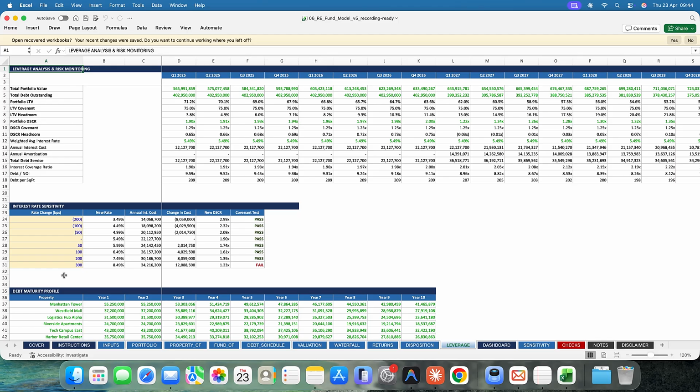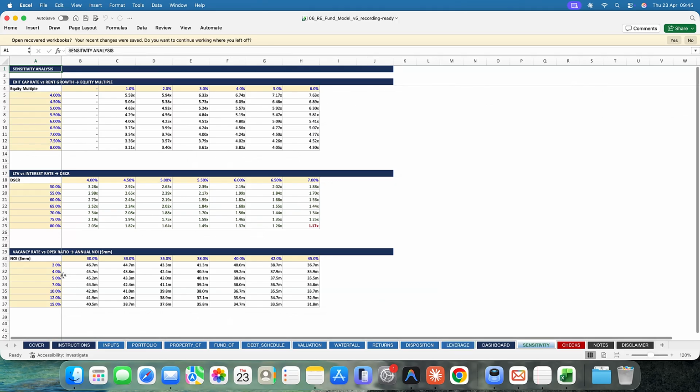Portfolio LTV trajectory, blended debt cost, exposure to rate risk. The view your risk committee does quarterly. Two-way sensitivity. Exit cap against hold period. Rental growth against vacancy. The questions the LP's IC asks you. Live. How much does fund IRR move if exit caps widen 100 basis points?